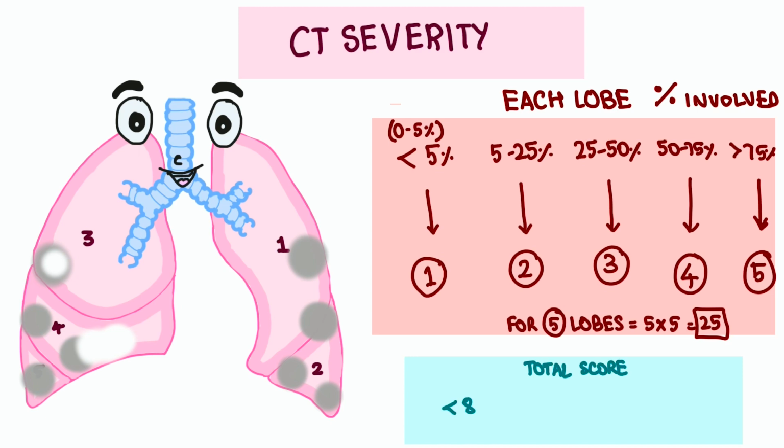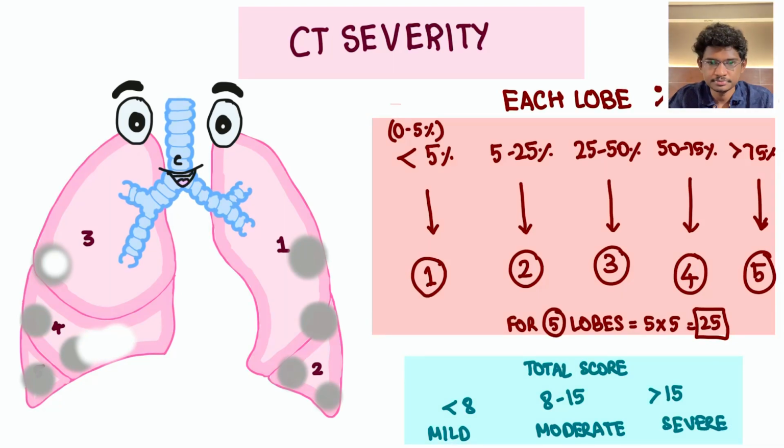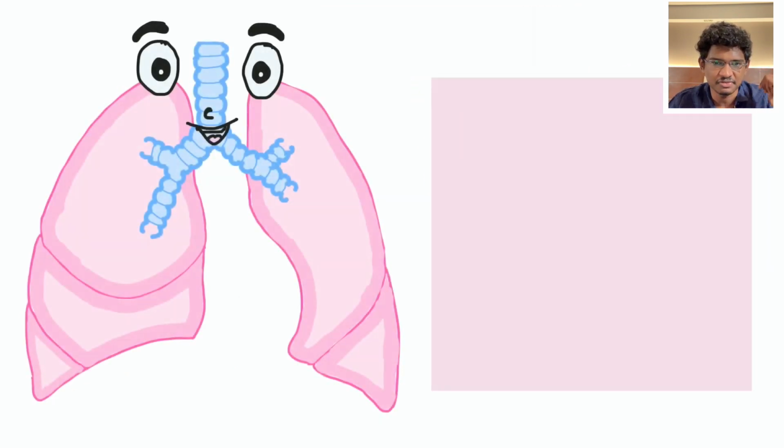If it is less than 8, it is mild. 8 to 15, moderate. More than 15, severe. So now can you understand that if the lobe is involved, we'll be giving scores. Even if it is a ground glass, even if it is a consolidation, you'll be getting the same scores. But we know consolidation is in a more severe stage. So by seeing the report in a somewhat precise manner, you can get all this information.